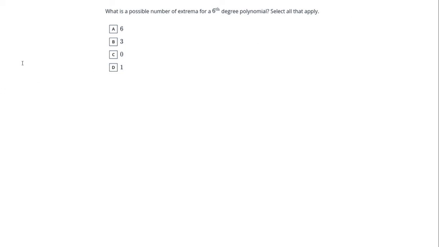So we're going to find the possible number of extrema for a 6-degree polynomial. Okay, so for a 6-degree polynomial, it's basically going to either look something like this or something like that. And we know that the maximum number of extrema is always going to be the degree minus 1. So the maximum will be 5 extrema.